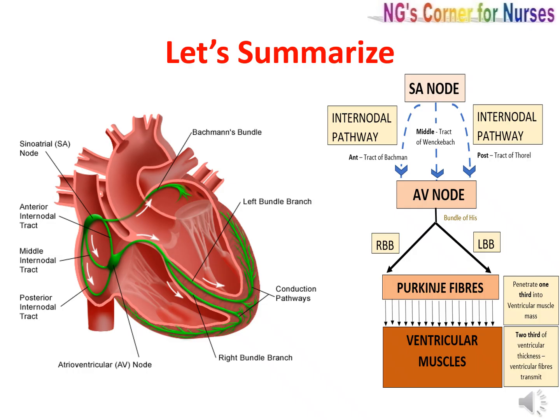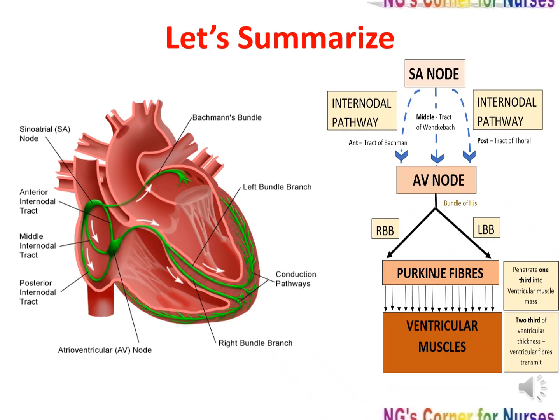The conducting system of the heart is supplied by the right coronary artery except a part of the left branch of the AV bundle which is supplied by the left coronary artery. And any defect or damage of the conducting system causes cardiac arrhythmias.